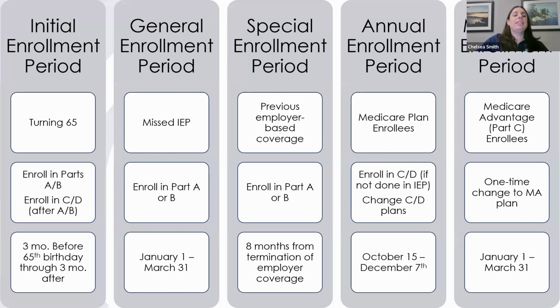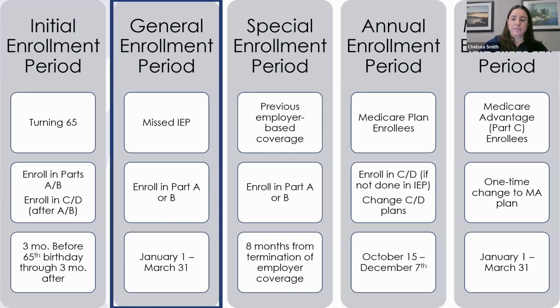So next we have the general enrollment period. The general enrollment period takes place from January 1st through March 31st. This is the time where people who are eligible for Parts A and B but didn't get it when they were first eligible in their initial enrollment period are able to join. Some exceptions exist if the beneficiary qualifies for a special enrollment period, which we'll talk about in a second. But in most cases, enrollees have to pay late enrollment penalties, and coverage will begin on July 1st if they enroll during their general enrollment period.